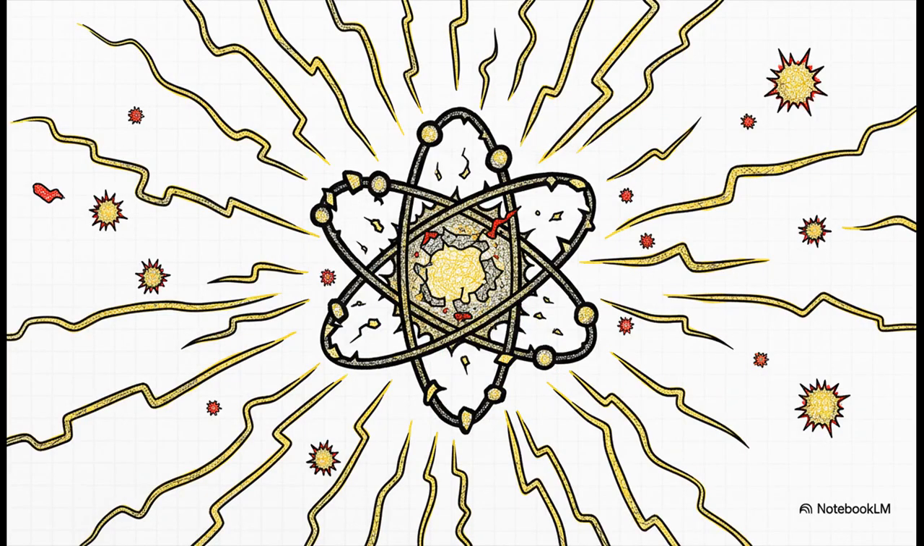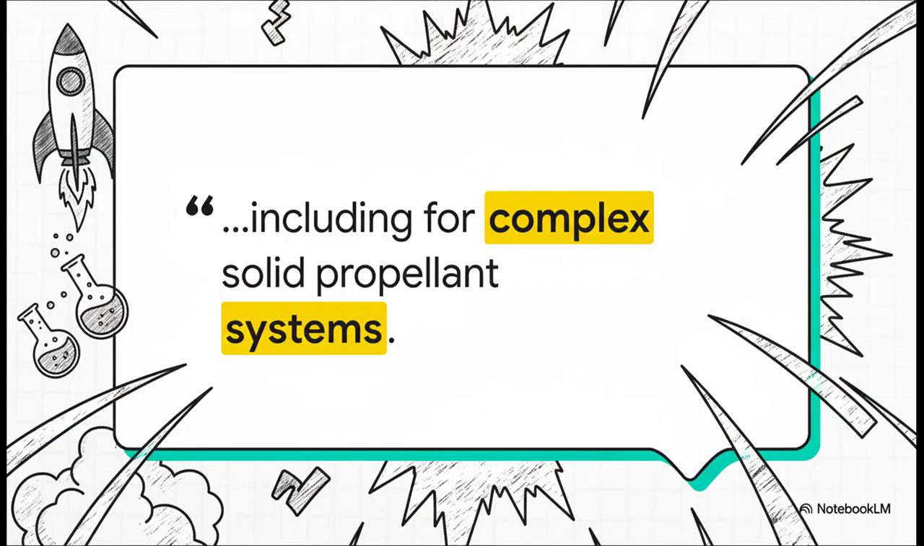But here's the kicker. This Cheetah code isn't just for any old chemistry. Its specialty is energetic materials. And what does that mean? Well, the source material specifically mentions complex solid propellant systems. Let's just call it what it is: rocket fuel. Yeah. This code is used to safely predict the incredible power of some of the most potent materials on Earth.